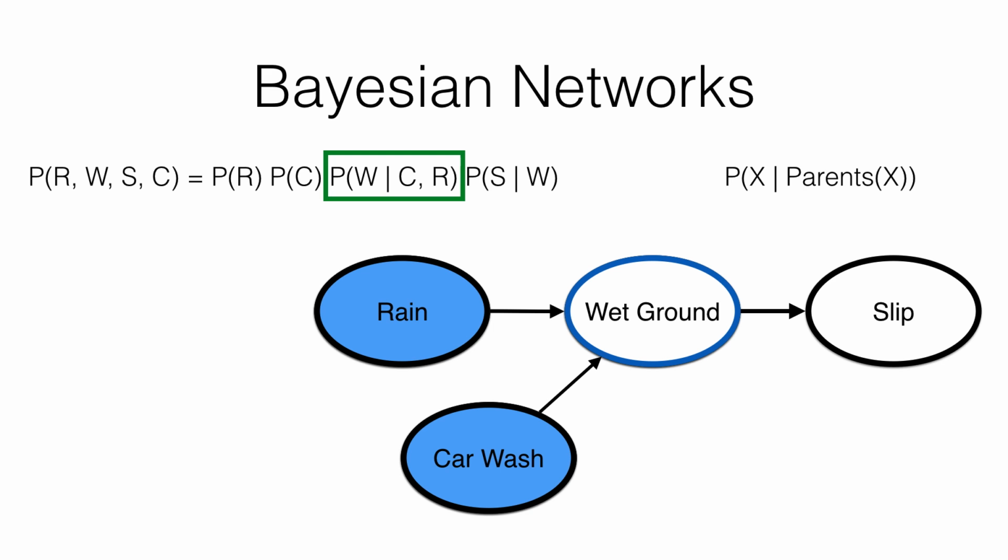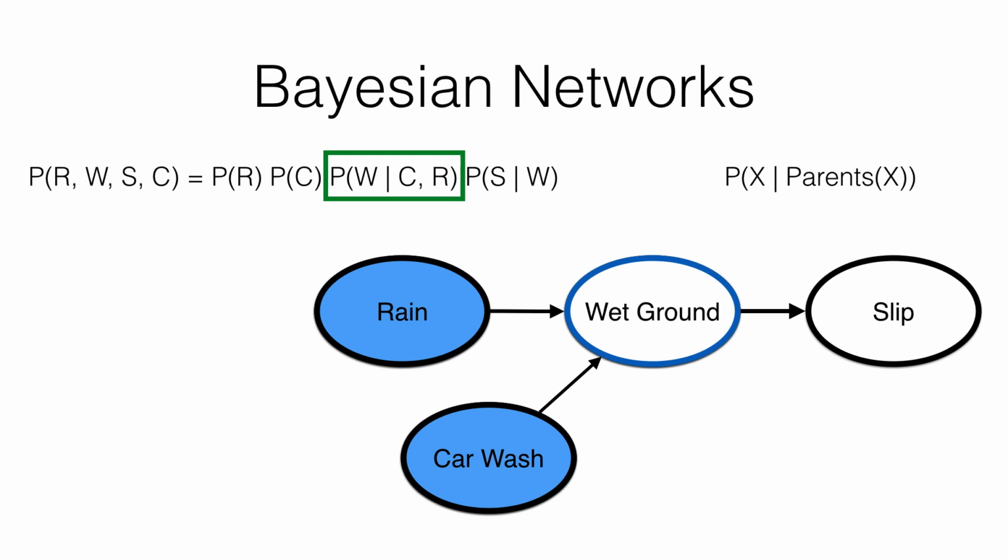You can do the same thing with slip. The only parent of slip is wet ground. And you can do the same thing with rain and car wash, which have no parents, so they just have P of R and P of C. So you can probably start to imagine how this type of organization enables more efficient inference, figuring out different conditional probabilities you might be interested in deriving from the full joint probability.